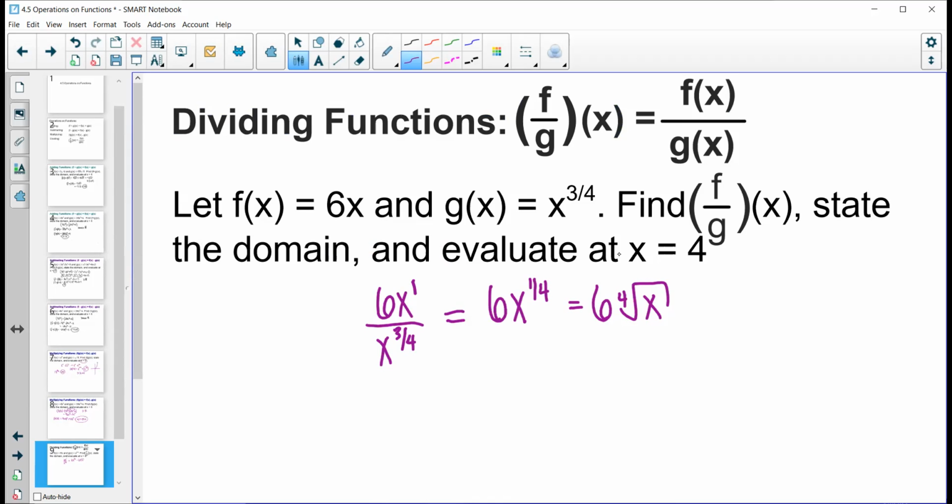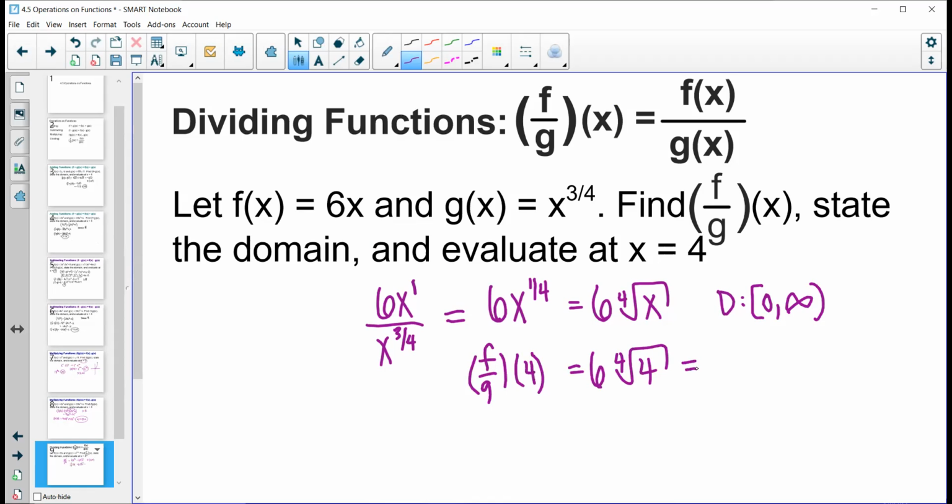So as we are finished with this, we are now looking at our domain. In this case, the domain of our function is going to be all of the positive numbers, just like we see with any of those even radicals. And then lastly, we want to evaluate it at x equals 4. So 6 times the 4th root of 4. This is going to be that f over g of 4.